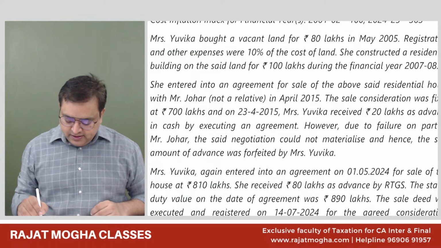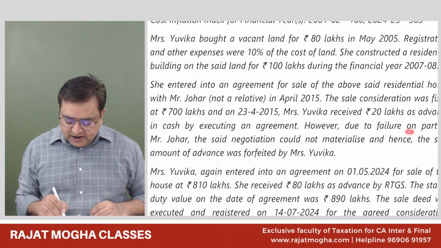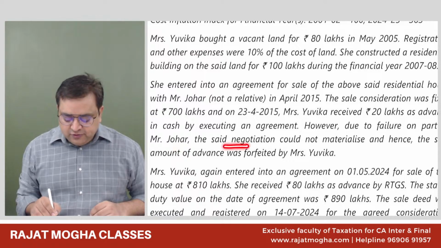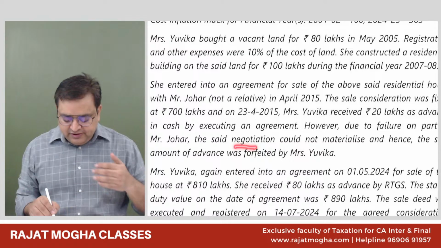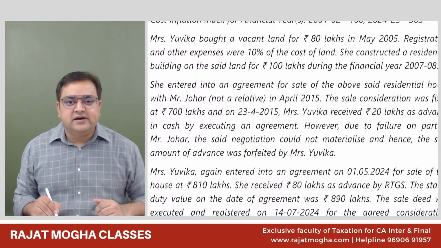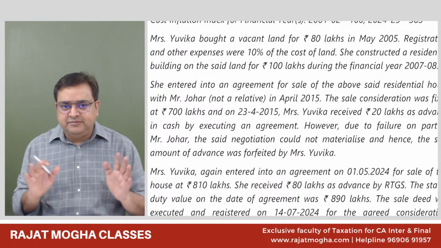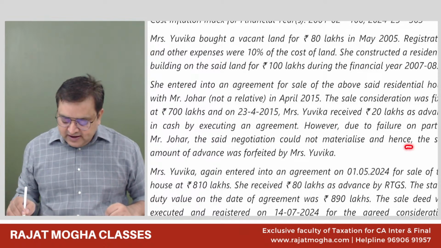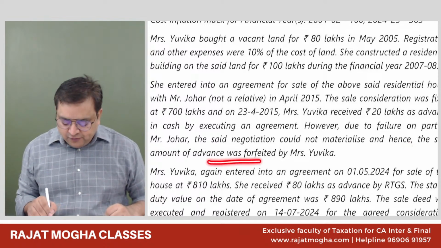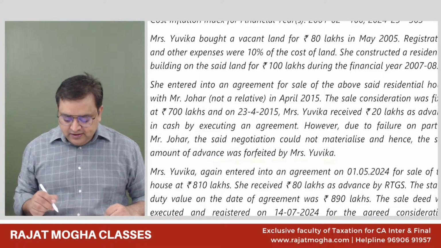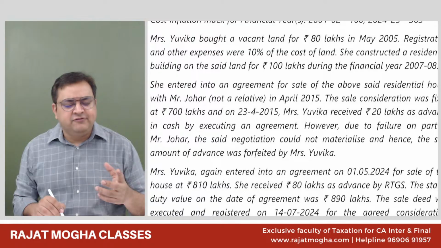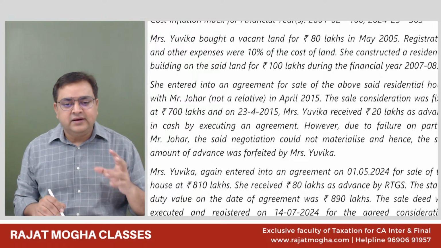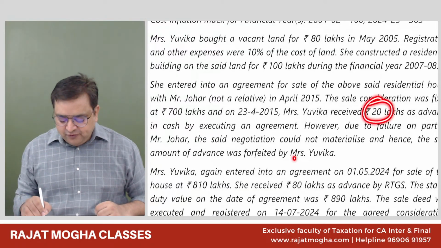However, due to failure on the part of Johar, the said negotiation could not materialize. So we cannot further go with this particular transaction, and it was lapsed. It was not materialized, and hence the amount of advance was forfeited by Mrs. Yuvika. So now 20 lakh rupees, either in cash or in banking form, doesn't matter, but this 20 lakh rupees has been forfeited.